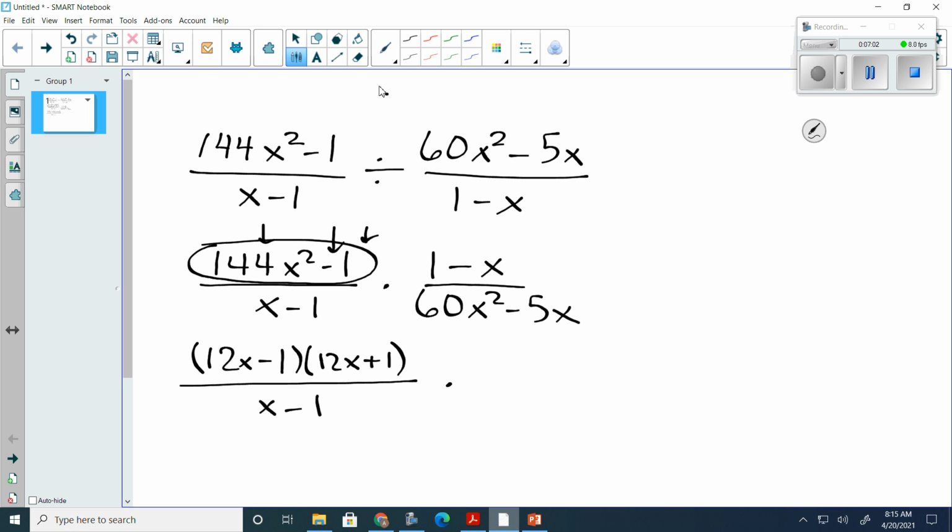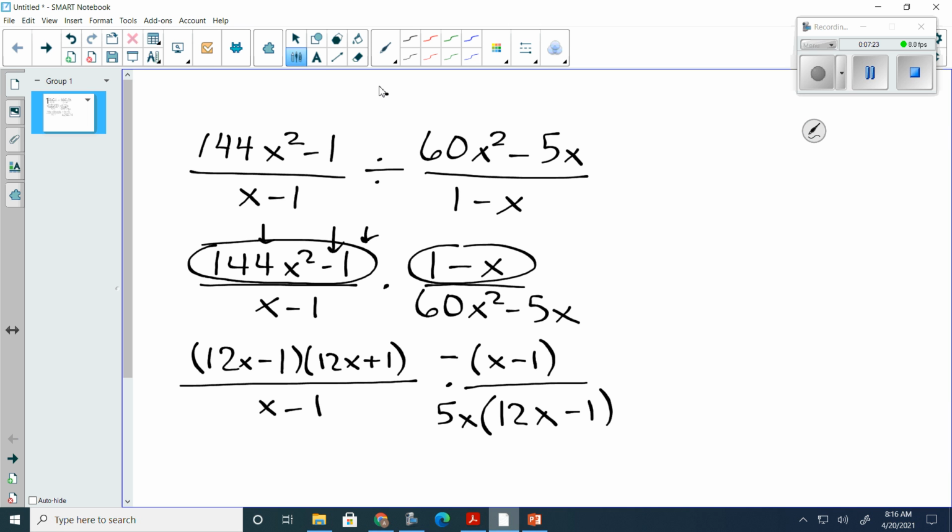So I factored the difference of two perfect squares. On the other one, I'm going to go ahead and rewrite this as the opposite binomial as a negative x minus 1. I flipped it and pulled out the negative 1. And on the bottom, I can factor out a 5x. That is going to leave 12x minus 1. Now if you look at what we can cancel out, we have the 12x minus 1 and the 12x minus 1.